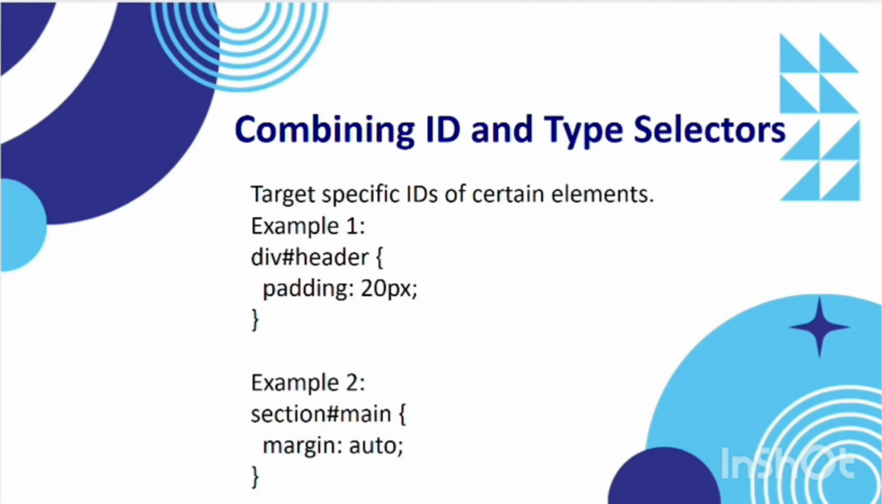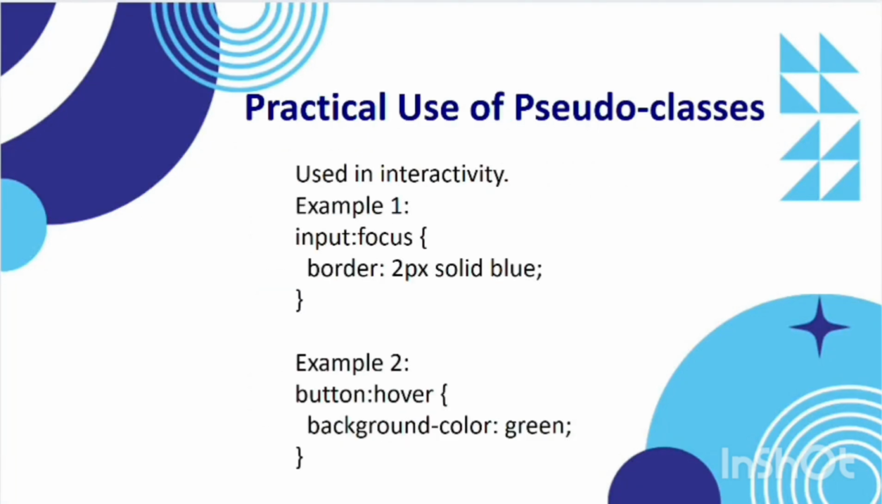Let's see another example, which is section#main and margin auto. This means the section with ID main will be centered using auto margins. Let's see some practical example uses of pseudo classes. input:focus, border 2px solid blue, which means when a user clicks on a text field, it shows a blue border.